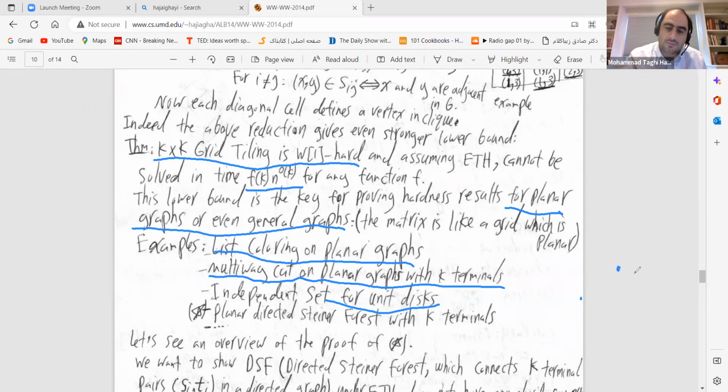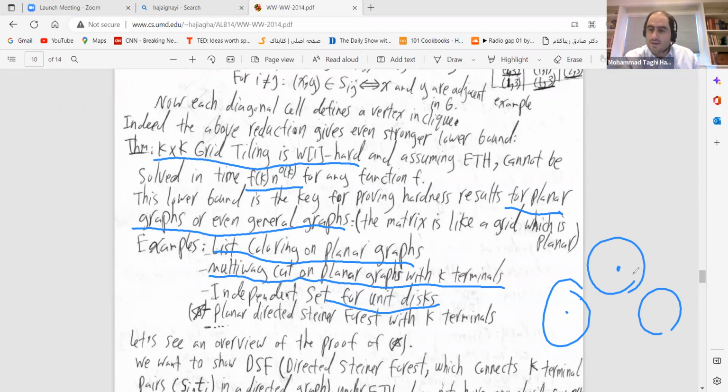Generally, it means that you are putting some disks in the plane, and two vertices have an edge if and only if they intersect. So it is very similar to a planar graph. Disk graphs, unit disk graphs, or planar graphs have very similar properties. The hardness for, for example, independent set on these graphs, or multiway cut, or list coloring, or another problem, planar directed Steiner forest, all of them use this new problem, k by k grid tiling.